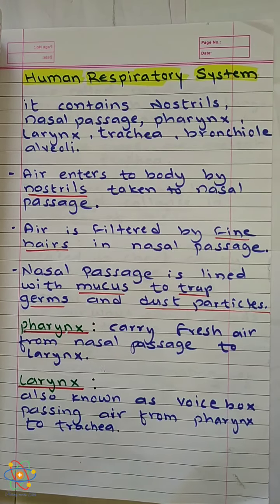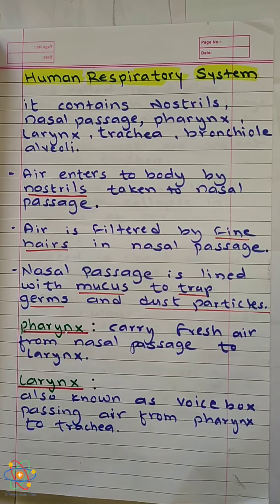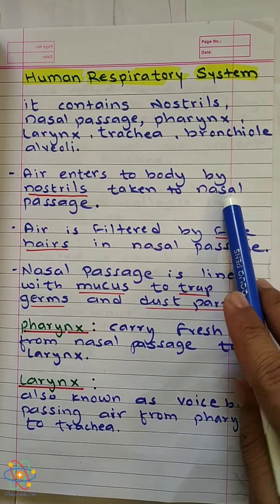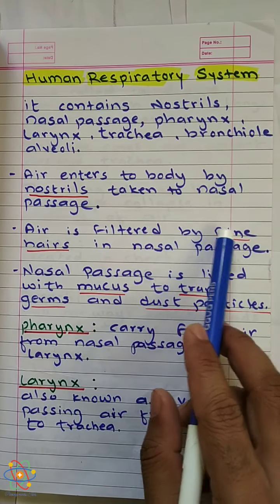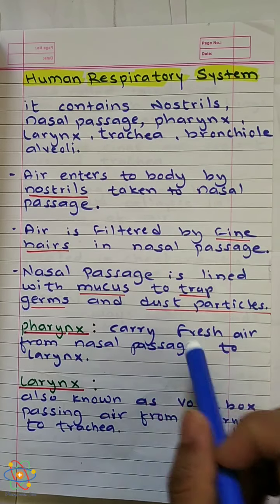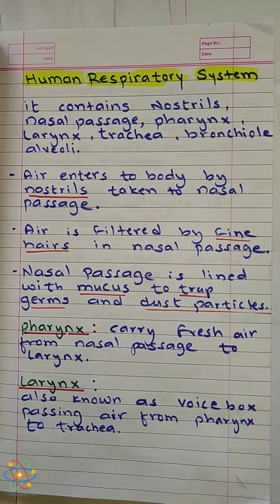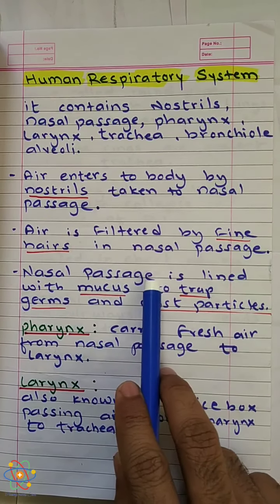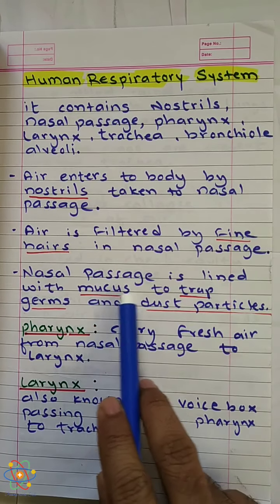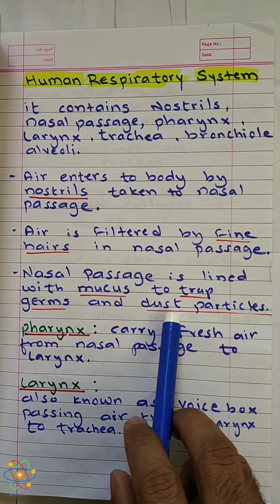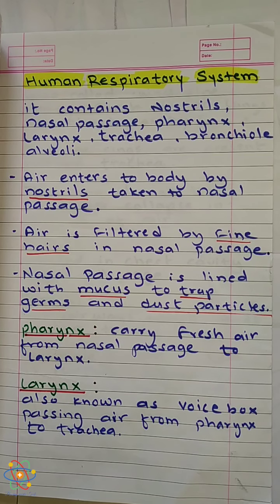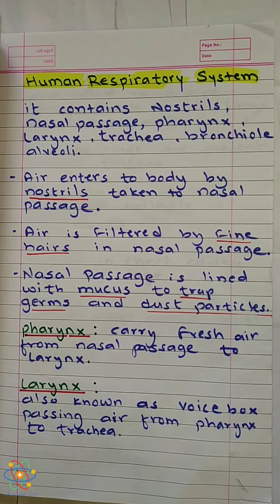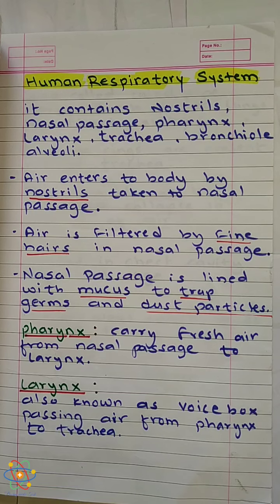तो पहले air हमारी body में nostril में enter होती है, and then it is taken to a nasal passage. In nasal passage, two structures are present. Air is filtered by fine hairs in the nasal passage. तो ये fine hair air को filter करने का काम करते हैं. Next, the nasal passage is lined with mucus to trap germs and dust particles. तो हमारे nasal passage का जो mucus है या फिर mucous membrane है, वो germs को या फिर dust particle को stick कर लेती है, so that only fresh air can enter into the body.